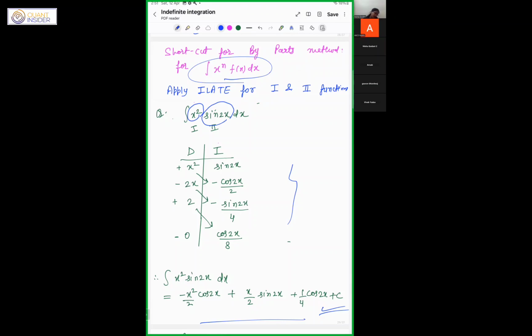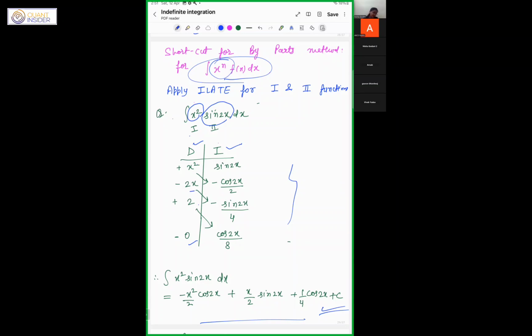So what will you do here? D means derivative, I means integration. So you will differentiate the first function. You can see that x square differentiation is 2x, and again its differentiation is 2 and then 0. So you will find differentiation of the first function till you get 0, because it is of the type x to the power n, so definitely its power will decrease and its differentiation will go to 0.